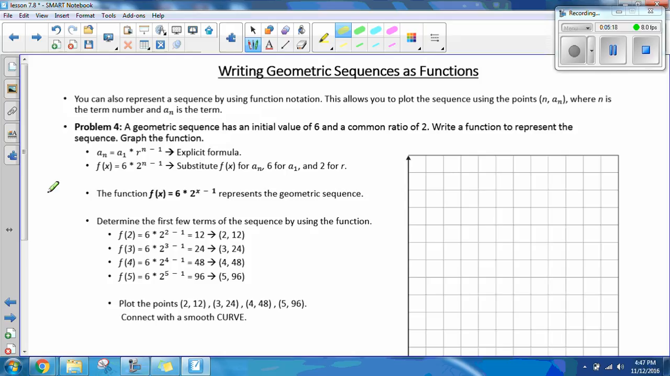This allows you to plot the sequence using the points n and a sub n, where n is the term number and a sub n is the term. A geometric sequence has an initial value of 6 and a common ratio of 2. Write a function to represent the sequence. Graph the function. So using our explicit formula, a sub n, we're going to replace that with f of x. A sub 1 is our initial value, so that's 6 times 2, our common ratio, to the n minus 1 power.